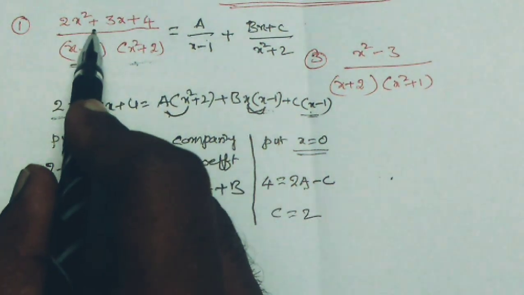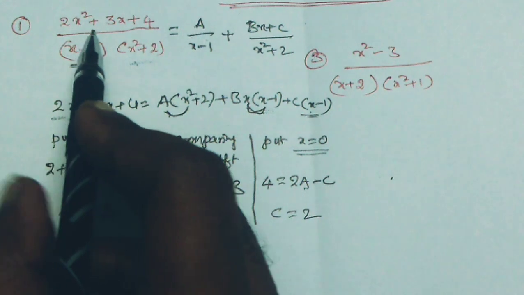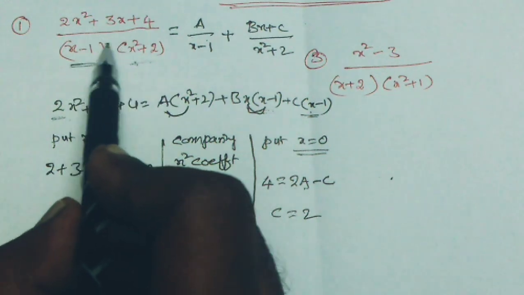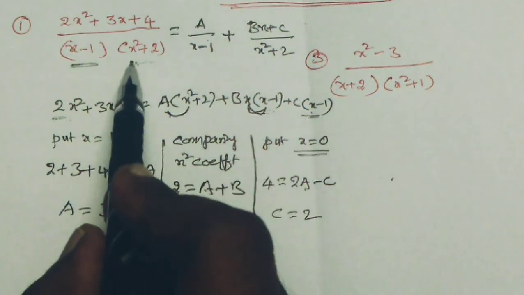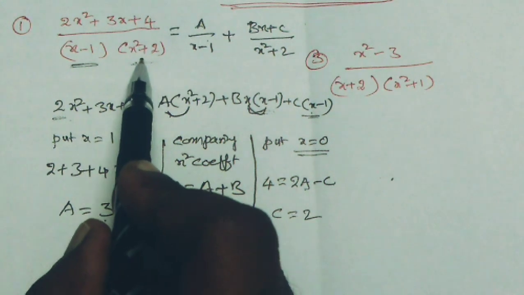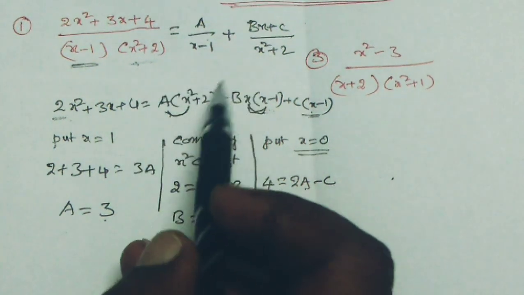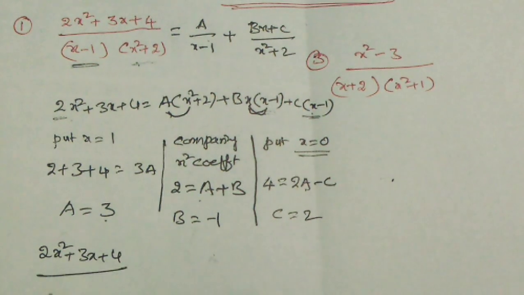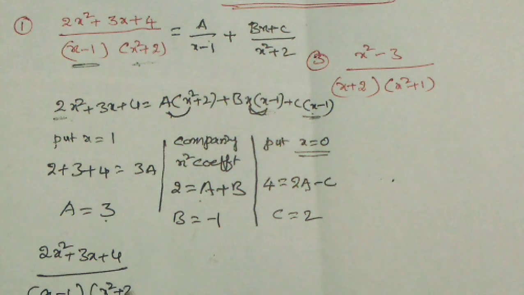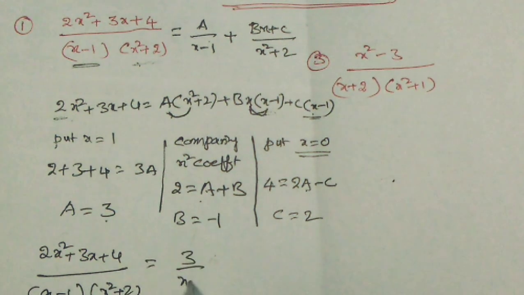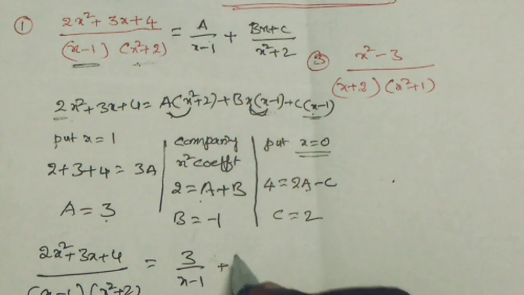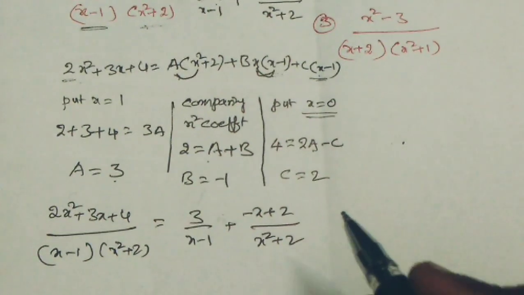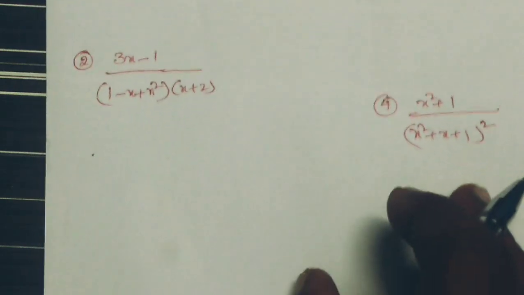So this, what type of fraction is it? The degree of f(x) is 2, the degree of the denominator g(x) is 3. This is a proper fraction, and the denominator contains an irreducible second degree polynomial. Therefore it comes under type 3, whose partial fraction can be written as a/(x − 1), that is 3/(x − 1), plus (bx + c)/(x² + 2), that is (−x + 2)/(x² + 2). Is it clear? Right. Next we move on to the second problem.